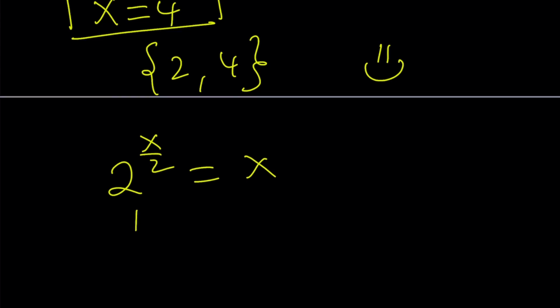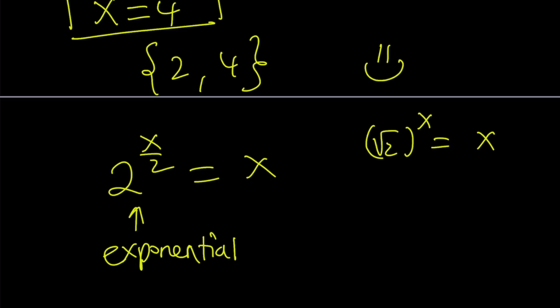Now one of these is exponential, and it's increasing, as you should know, right? Even though there's an x over 2, it doesn't matter. It just means square root of 2 to the power x. So we could also write this equation like that. And this would mean that we have a base that is greater than 1, which means our exponential function is going to be increasing. And on the other side, we do have a linear function, which will be a straight line when graphed.